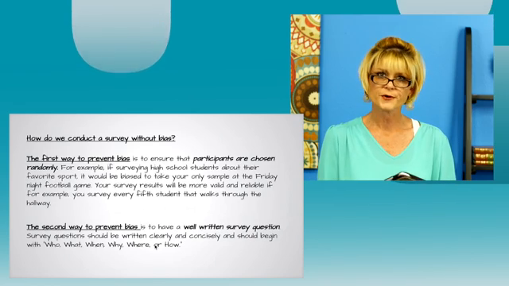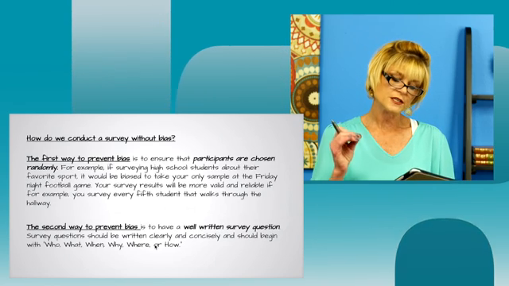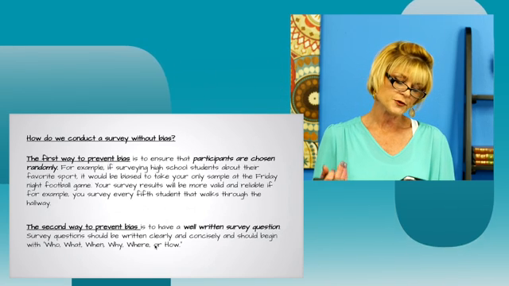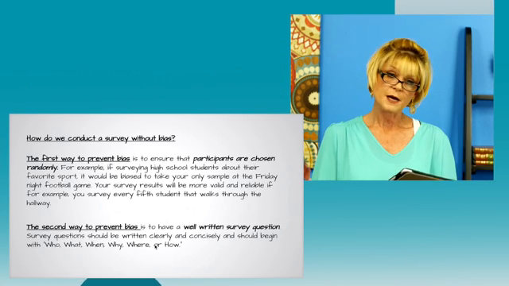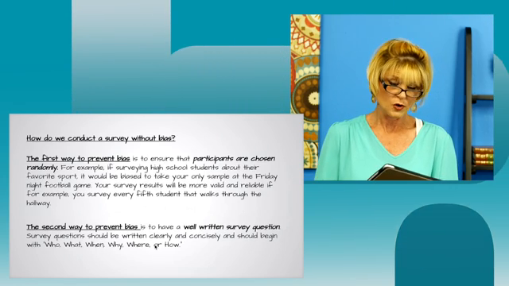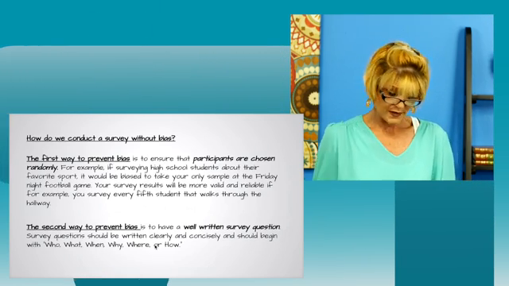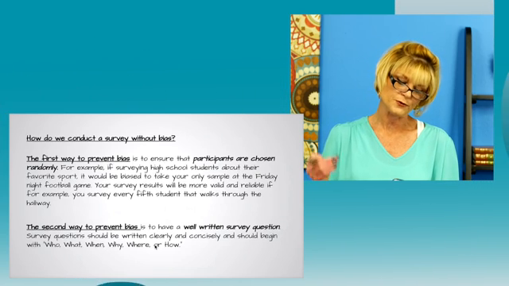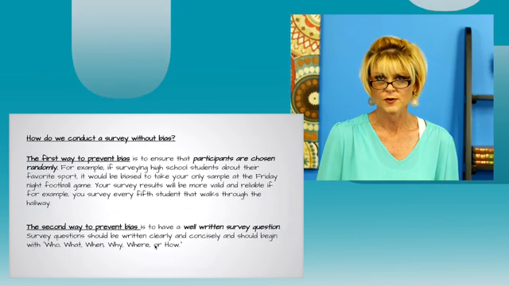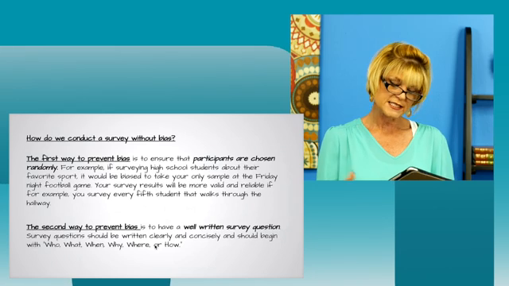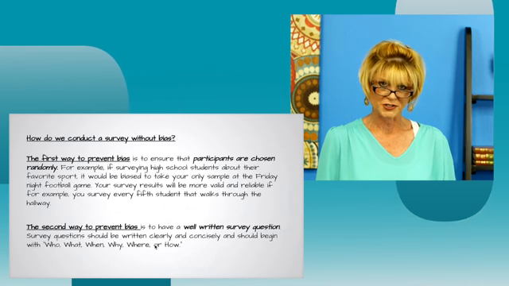Well, the first way to prevent bias is to be sure that the participants are chosen randomly. So for example, if you're surveying high school students about their favorite sport, it'd be biased to take your only sample at the Friday night football game. Your survey results will be more valid and reliable, for example, if you survey every 5th student that walks through the hallway.